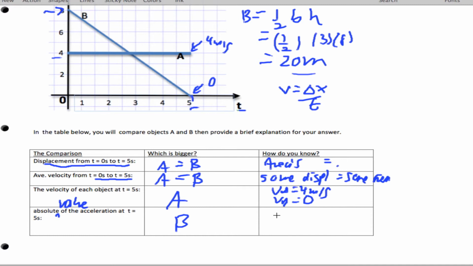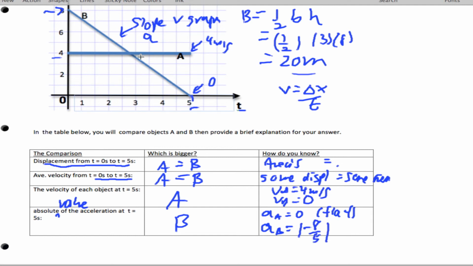Let's talk about why. Well, the acceleration of A is 0 because it's flat. The acceleration of B, well, that's going to be the slope of the velocity graph. Slope of the graph gives us A, and that's just going to be, when we do the math, it's going to be the absolute value of -8 over 5.